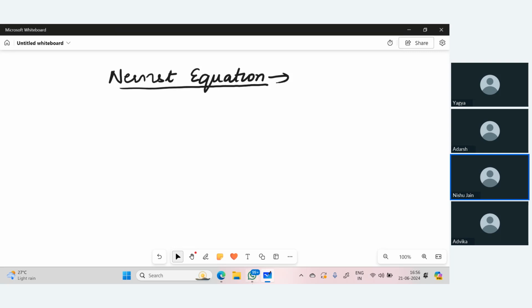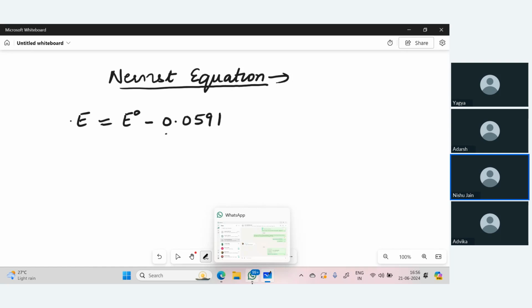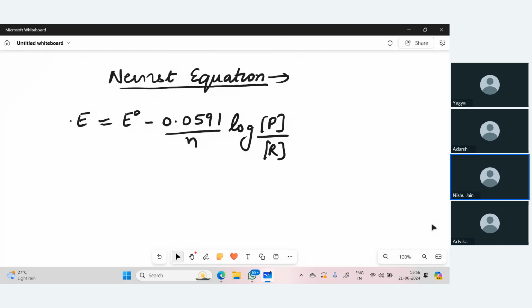What was the Nernst equation which we have discussed? E is equal to E naught minus 0.0591 by n log concentration of products by concentration of reactants. That is the equation which we have done last time.